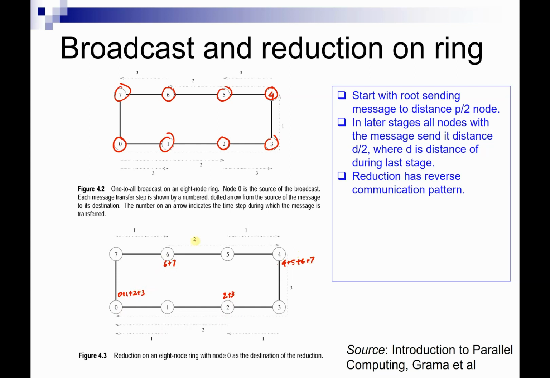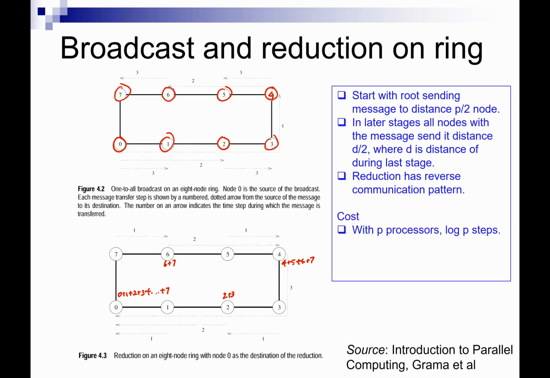That's the second step, and the final step is that we're going to send the value a distance of 4. So 4 is going to send its value to 0, which is the sum of 4, 5, 6, and 7. When 0 gets that, it's going to add in all of those values, and then 0 is going to end up with the sum of all 8 values. So that is the broadcast and reduction algorithms.